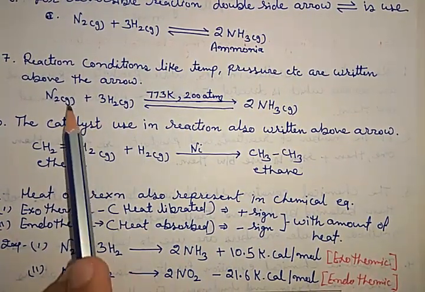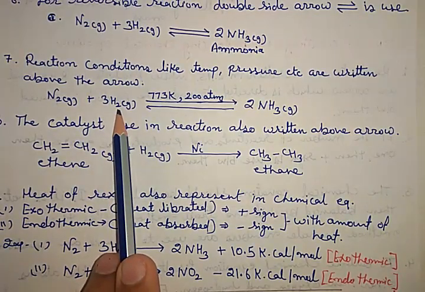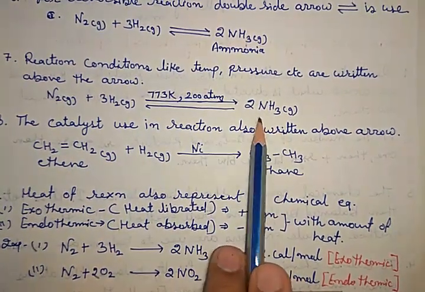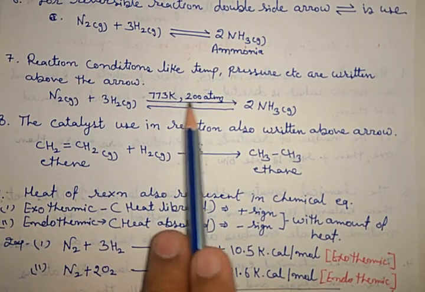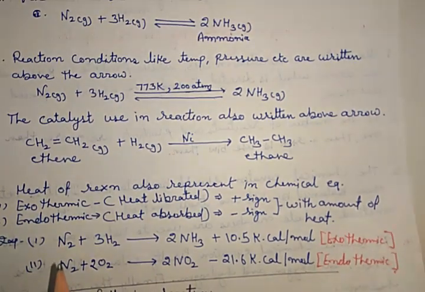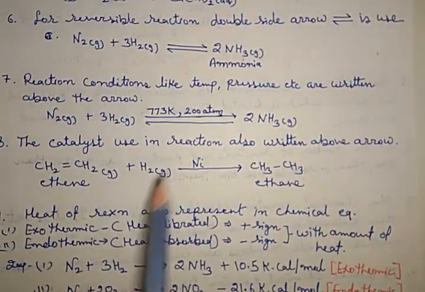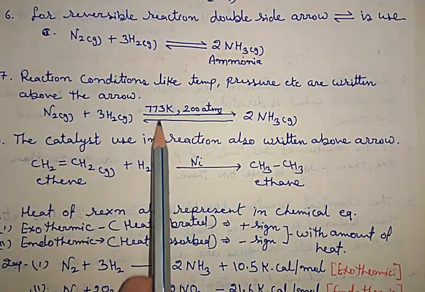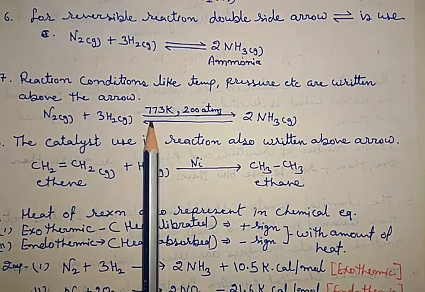For example, here nitrogen and hydrogen combine and make ammonia. For that, 773 Kelvin temperature and 200 atm pressure is necessary. So these necessary conditions are expressed like this.